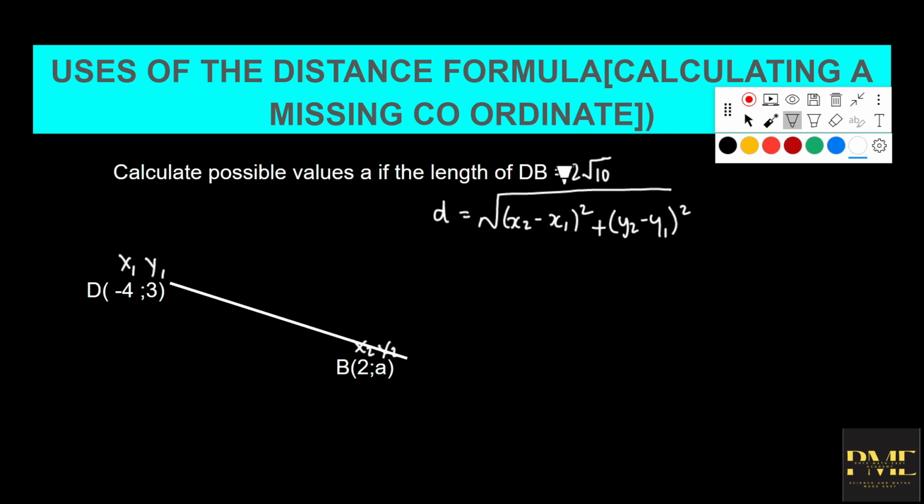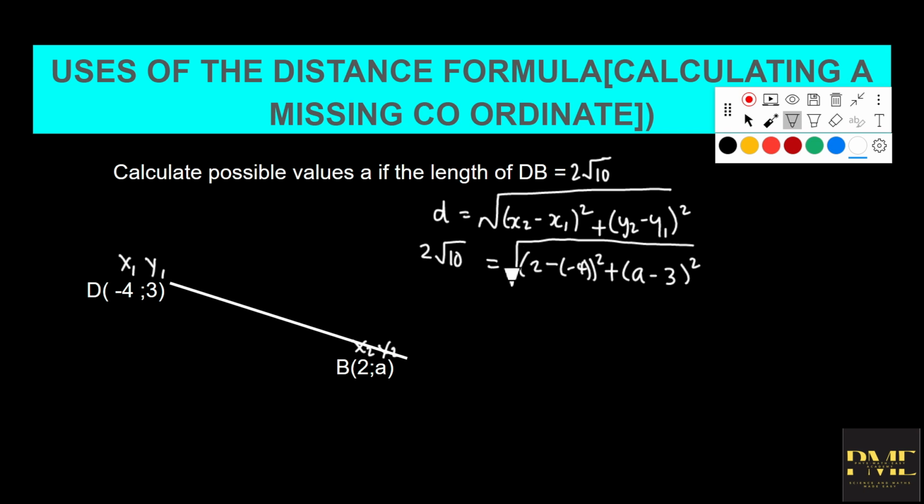Then basically it's square root of d, so plug in our distance. Our distance is given as 2 root 10, so 2 root 10 is equal to, and then we plug in all our other coordinates. So x2 is 2, so we have 2 minus x1, which is minus 4, and then all this is squared, plus y2, which is a, minus y1, which is 3, and then all this is squared.